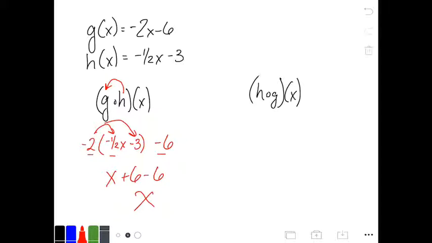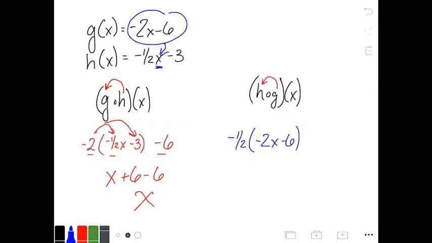Now I need to do the other piece. I need to solve for h of g. This again means I take the g function and plug it into the h function where there's x. So here's the g function. I'm taking that and I'm substituting it in for x. So I say negative 1/2. I don't say x. I say what it is equal to, the g of x function: negative 2x minus 6. And then I have a minus 3.